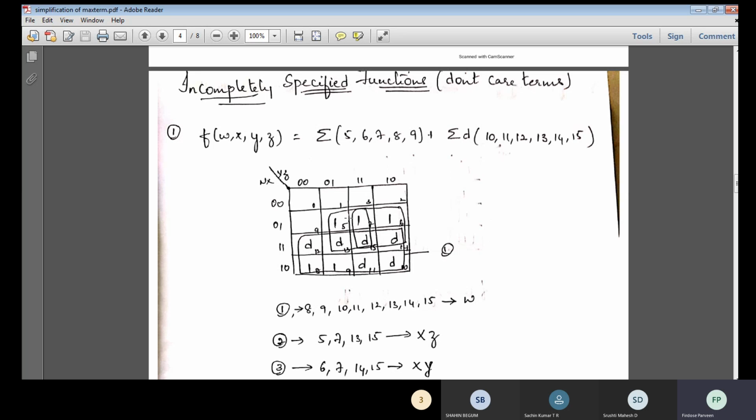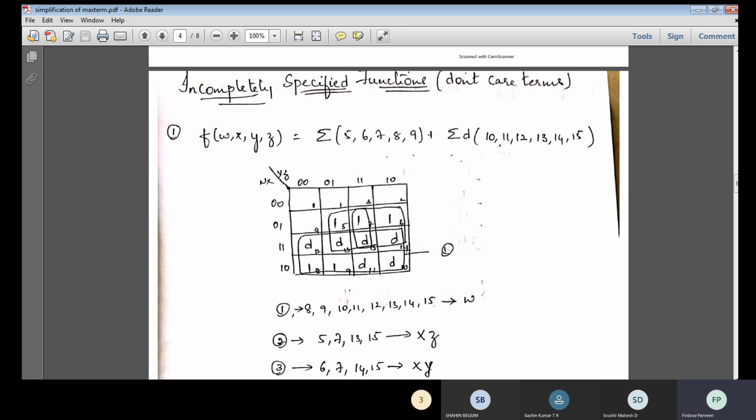Okay, so now 1, 1 is here. I don't want to do only 2 cell grouping. I can use these don't care terms to get maximum cell grouping. So when I'm doing maximum cell grouping, I'll be getting 5, 7, 13, 15 as one group. That corresponds to this row and this row. What is not changing in the rows is X, and in the columns what is not changing is Z. So I'll be writing it as XZ.